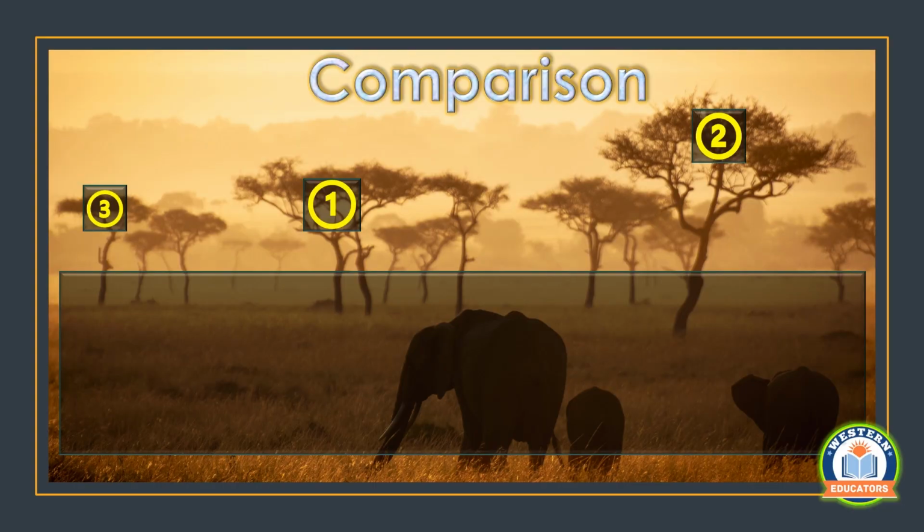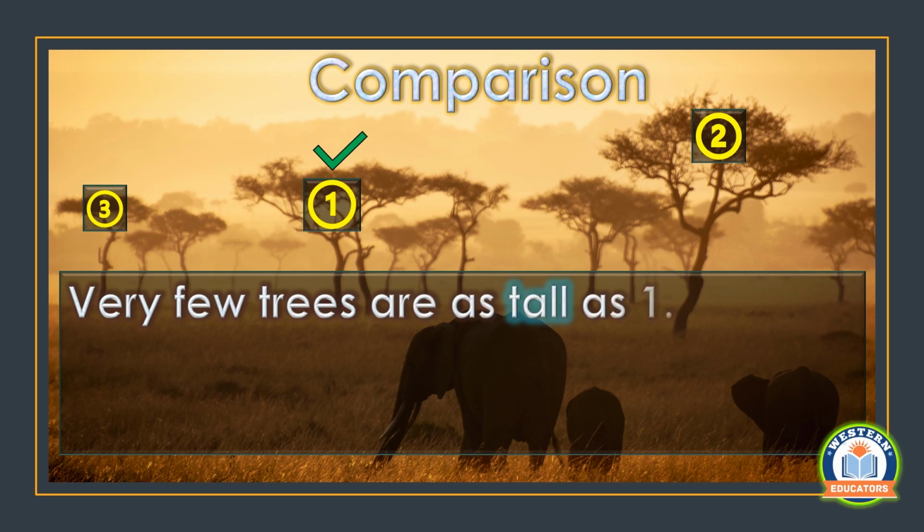Previously we took elephants to compare. Now we take trees to compare. Let's label 1, 2 and 3 for the trees. And now we are going to take 1 to compare. If we take 1 to compare, we can see the same height. There are so many trees in the picture which have the same height as number 1. So we are going to write like this: very few trees are as tall as 1. It means that there are other trees also.